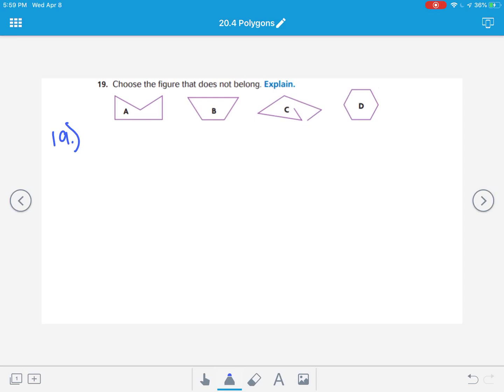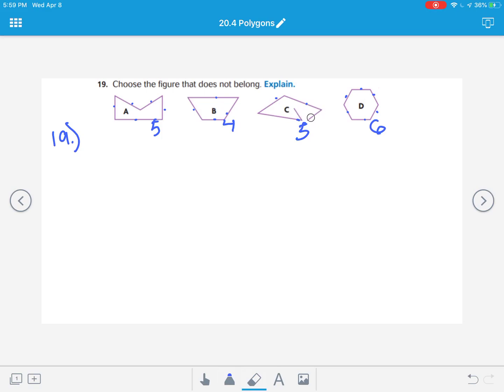All right, so we're going to look at these figures, and we're going to choose the figure that does not belong. So let's see if we can find a pattern. Polygon A has 1, 2, 3, 4, 5 sides. This has 1, 2, 3, 4 sides. This has 1, 2, 3, 4, 5 sides, but I see that there's a little gap here. It's not closed. And this has 1, 2, 3, 4, 5, 6 sides. So I don't think it has anything to do with the number of sides because we have 5, 4, 5, and 6. That doesn't make any sense.